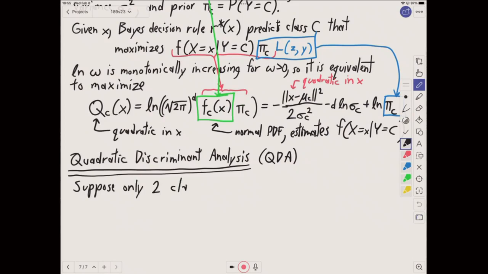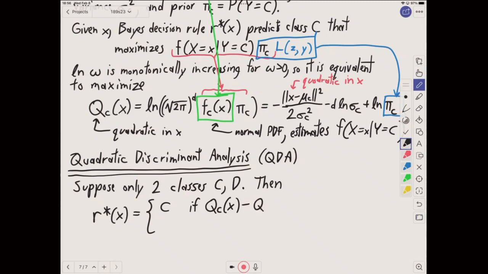Now, for the moment, let us suppose there's only 2 classes. I'll call them class C and class D. Then, what is the Bayes optimal classifier? Well, if you knew the true distributions, then you had the true exact values of QC and QD, then you would always pick C if the function QC is greater than the function QD at the point X that we're currently trying to evaluate. Otherwise, we would output class D.